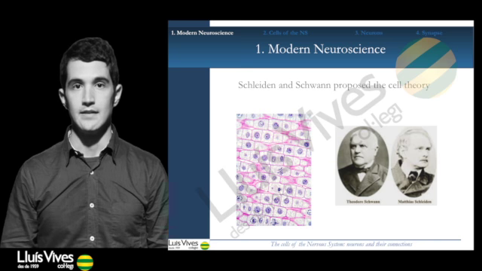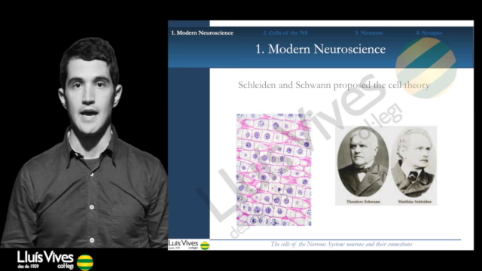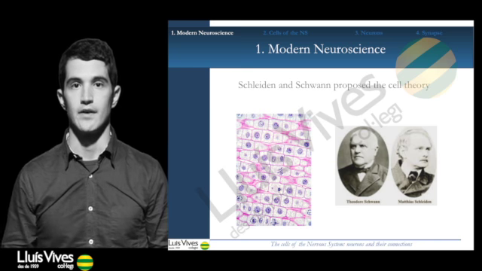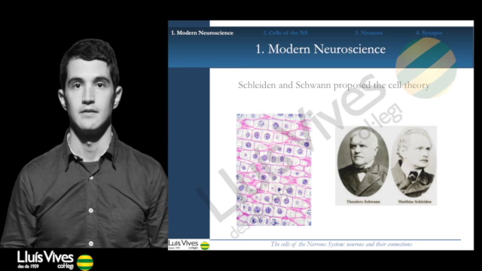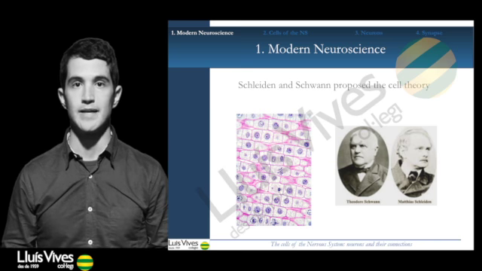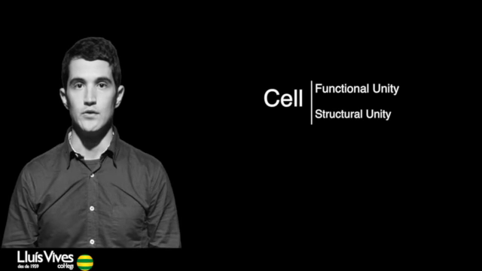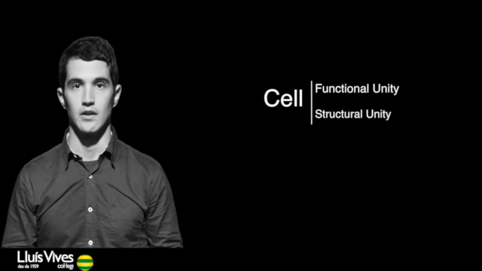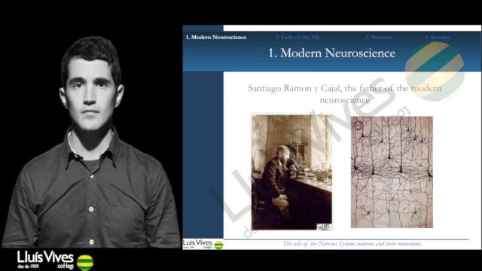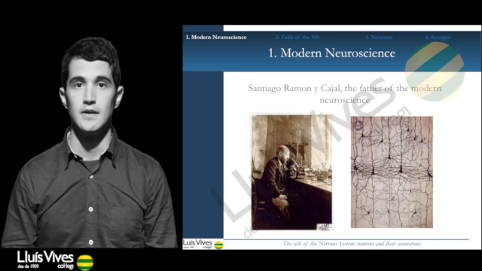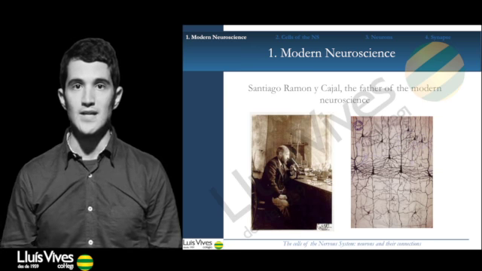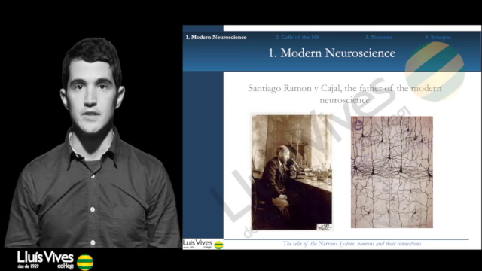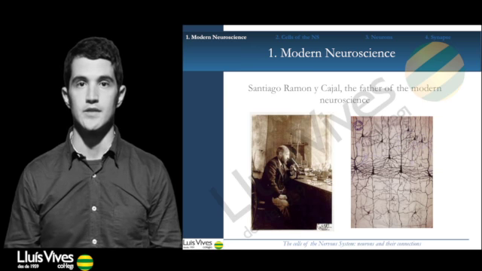It was in the late 1830s when Schleiden and Schwann proposed the cell theory. They stated that every organism is made up of cells. The cell then was the functional and structural unit of life. But it was thought at that moment that the nervous system was an exception, because it was made up of a continuous net.